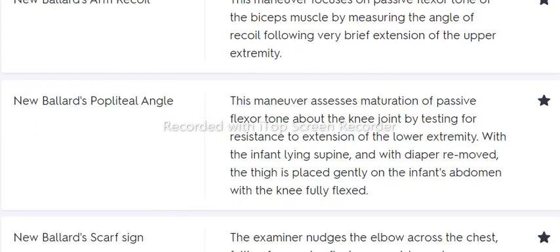New Ballard's popliteal angle. This maneuver assesses maturation of passive flexor tone about the knee joint by testing for resistance to extension of the lower extremity. With the infant lying supine and with diaper removed, the thigh is placed gently on the infant's abdomen with the knee fully flexed.